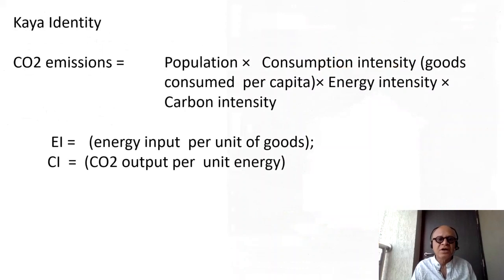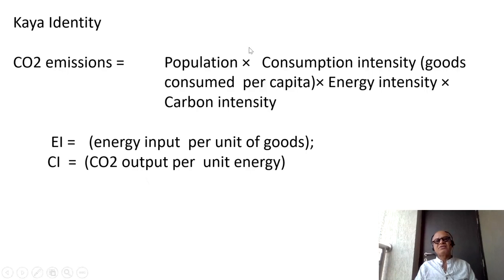There is a similar model for estimating CO2 emissions called the Kaya identity. Population times consumption intensity, so goods consumed per capita, times energy intensity, times carbon intensity. So energy intensity is basically the energy input per unit of goods you use, whether it's water, bottled water, coffee, iPhone, whatever, right? And carbon intensity is CO2 output per unit energy.